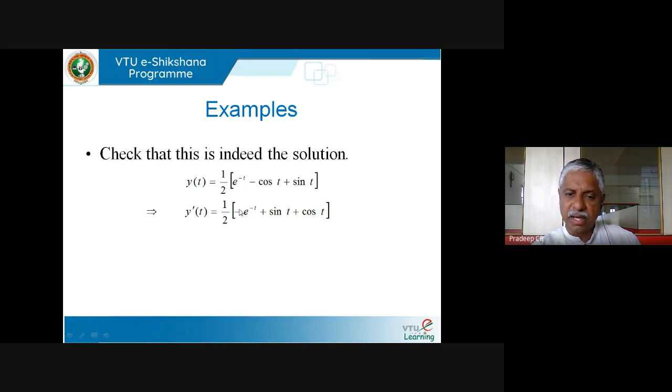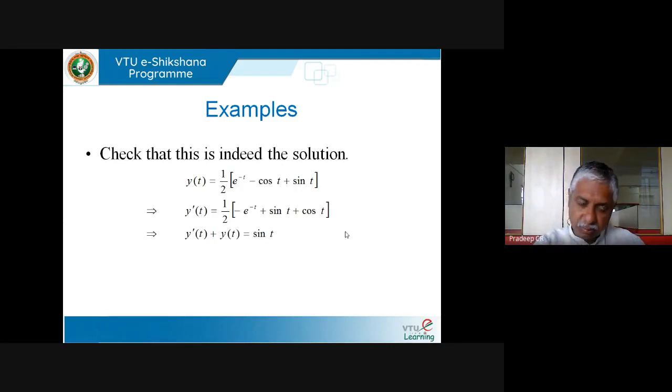Adding these two, we get half and take it out. E power minus t and minus e power minus t get cancelled. Sin t and sin t get cancelled. What I'll be left with, adding these two, minus cos t and cos t will get cancelled. Sin t plus sin t will become 2 sin t, but there is a half outside, so half of 2 sin t will be sin t. So indeed, on the right hand side, if I add these two, I will get sin t. That's what I wanted. This function, I wanted it to satisfy my differential equation. Here I proved that it satisfies the differential equation.